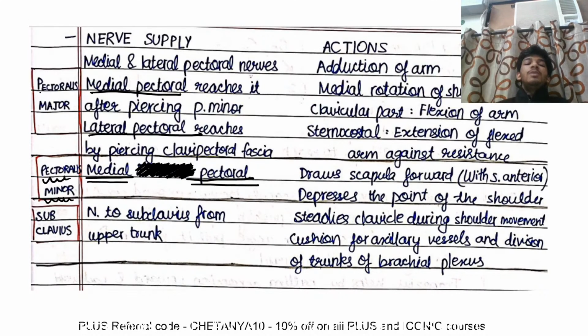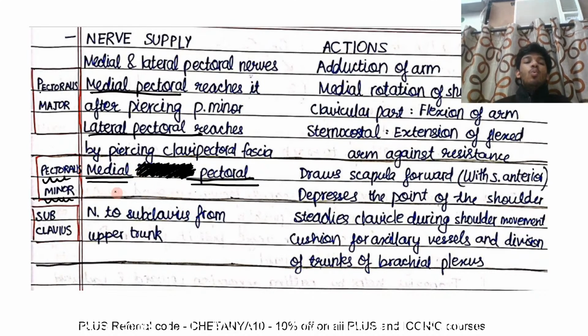What is the muscle that is pierced by medial pectoral? You will go ahead with P minor. Very important. The question can be asked as an MCQ. What is the nerve piercing the pectoralis minor muscle? Your answer should be medial pectoral without any doubts, right?